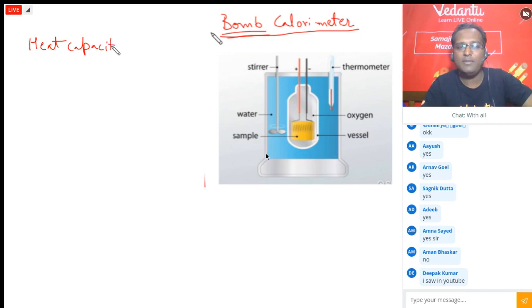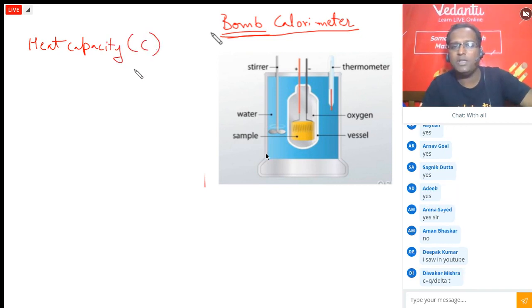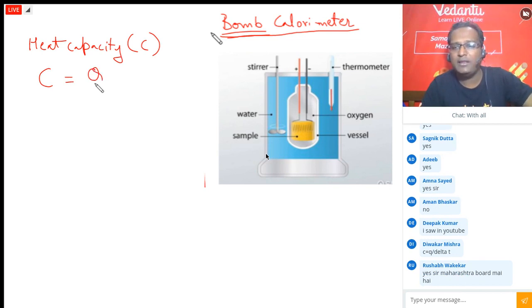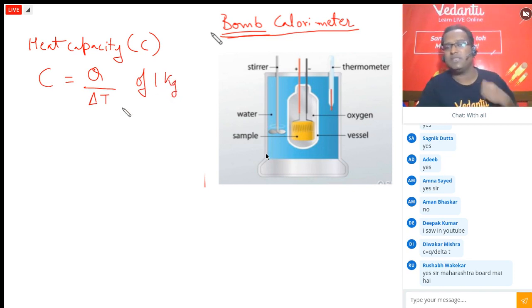Suppose right now I am denoting heat capacity by a symbol, capital C. Capital C is defined as the amount of heat that will be required to raise the temperature of 1 gram of substance, or let's say 1 kg of substance, by a fixed temperature. I repeat, heat capacity of a given substance is defined as the amount of heat required to raise the temperature of the body by a particular value. How much of the body did you take? You took 1 kg of the body.